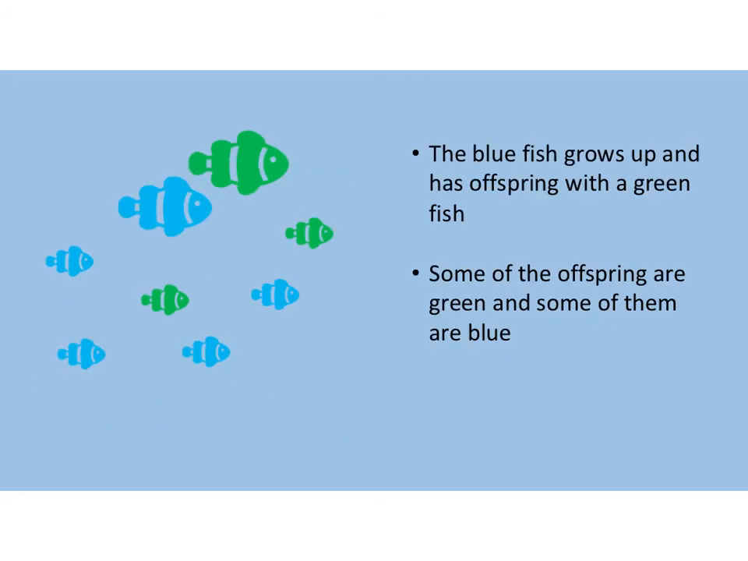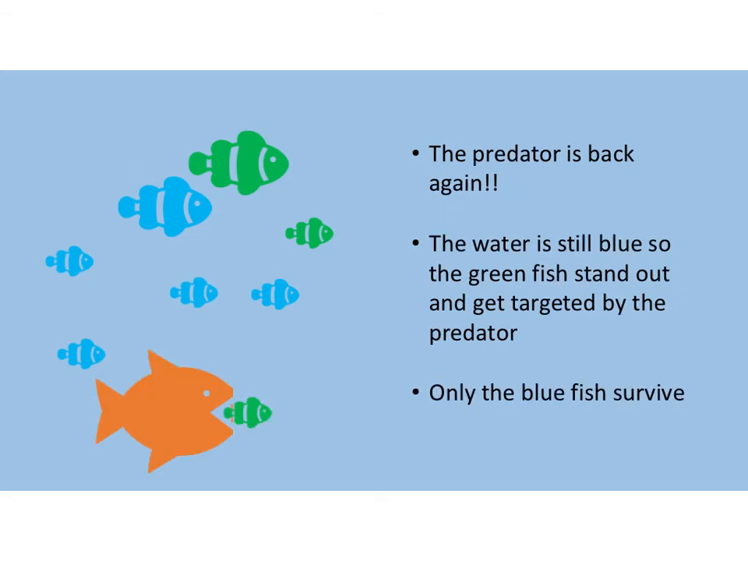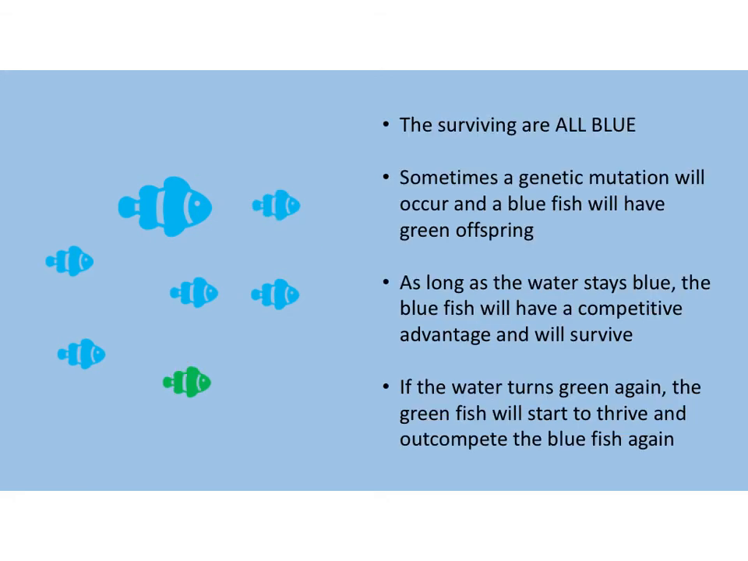The blue fish grows up and has offspring with a green fish. So this is the original blue fish, and he has met a green fish, and they have had some offspring. Some of them are green and some of them are blue because their genes have mixed together and produced a mixture of green and blue offspring. The predator returns, and the water is still blue, so the green fish still stand out and get targeted by the predator, and only the blue fish survive. So all of the surviving fish are blue.